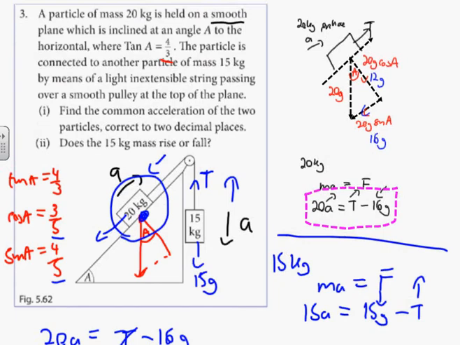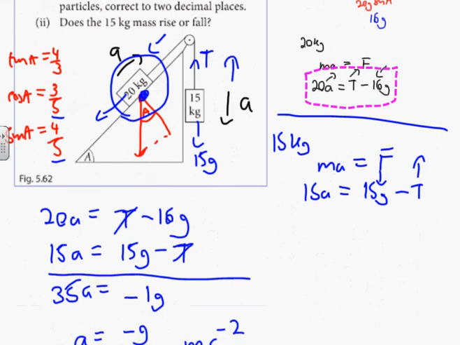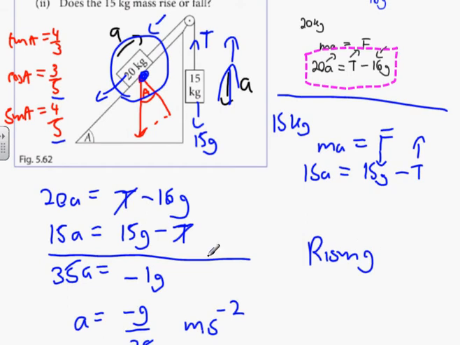Okay, second question, does the mkg mass rise or fall? Anybody? I said it's falling, but because it's negative, it means it's actually going in the opposite direction, which means it's rising. It doesn't fall, it rises.